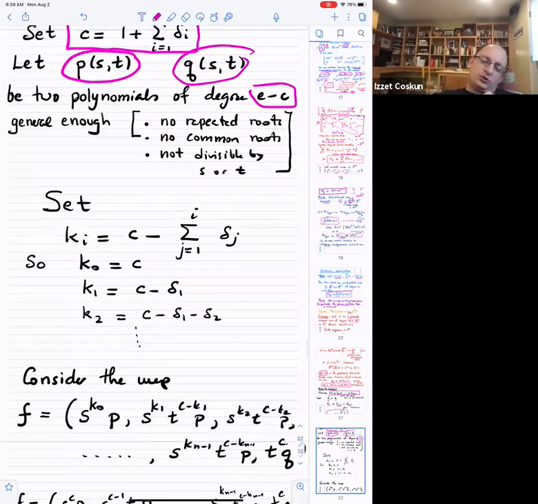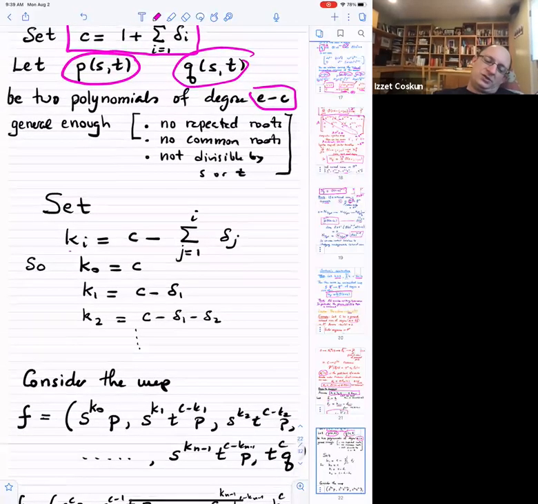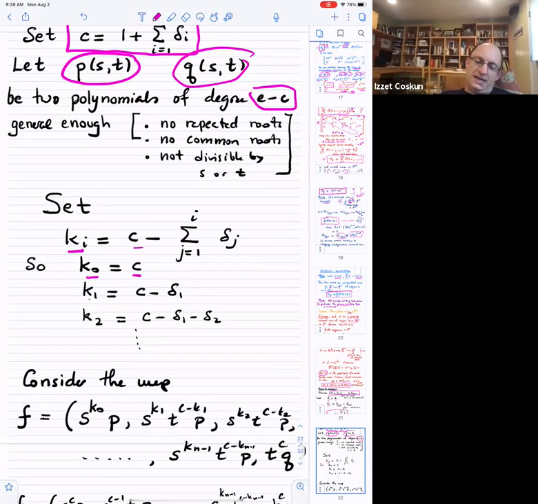So now what you do is you set a bunch of integers, and again, it doesn't matter so much what these things are. It has to do with the data that you're given. Right, so k_i is going to be c minus the sum of delta_j's going up to i. k_0 is going to be c. k_1 is c minus delta_1. k_2 is c minus delta_1 minus delta_2, and so on and so forth.